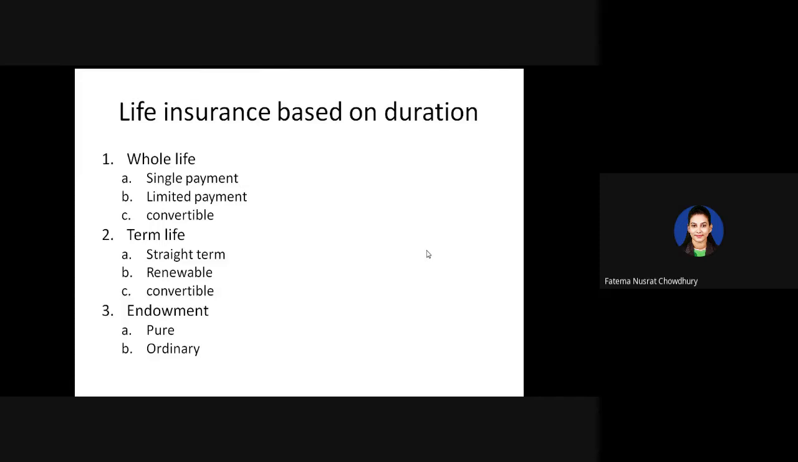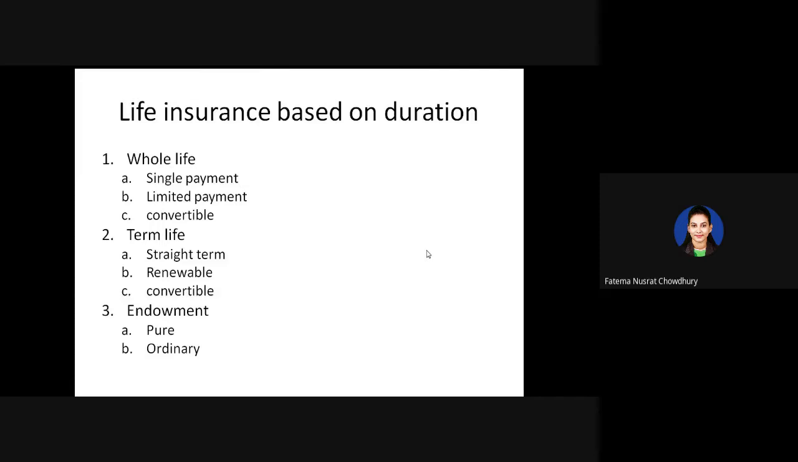In term life insurance, the insured and insurer agree upon a certain time period, and that time period is the liability period. The insured has to die within this time period. If the insured is not dead within this time period and is alive afterwards, the insurance company will not pay any claim amount. The insurance company will only pay the claim amount if the insured dies within the time frame.